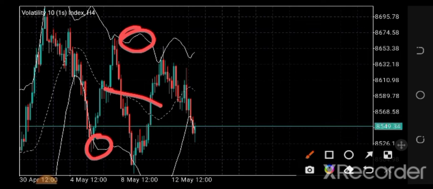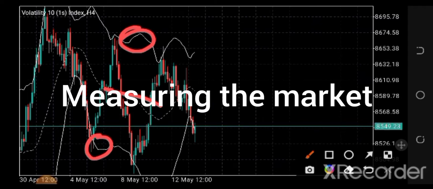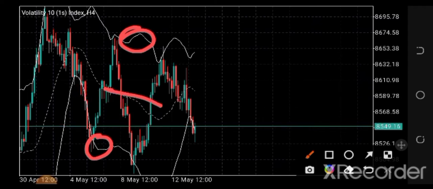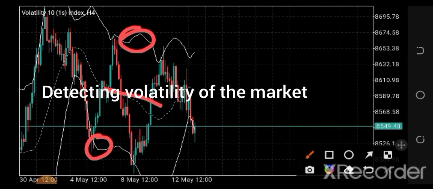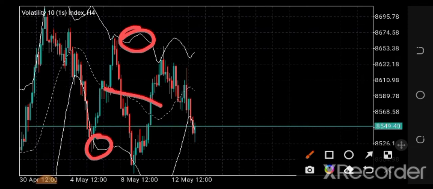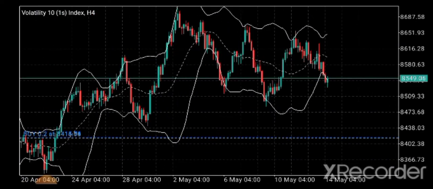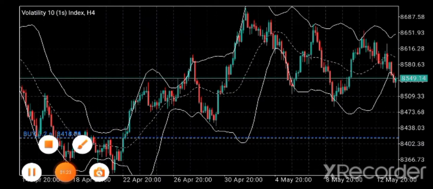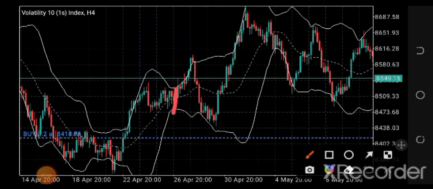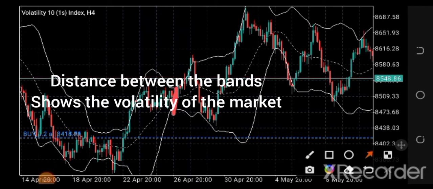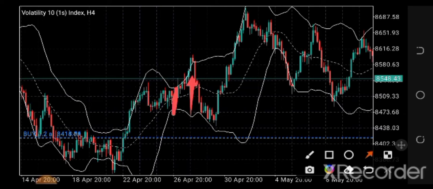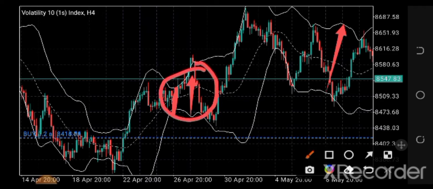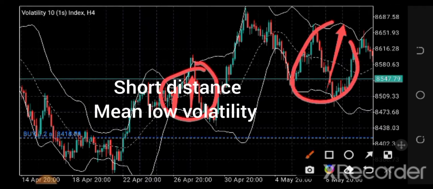So what is this indicator used for? It is used for measuring the markets, to detect if the market is too volatile or it's not too volatile. Now, how do we know? Look at this example. Look at the distance between the upper and the middle Bollinger Band here, and look at the distance here. Meaning here the market is not too volatile, here the market is volatile.